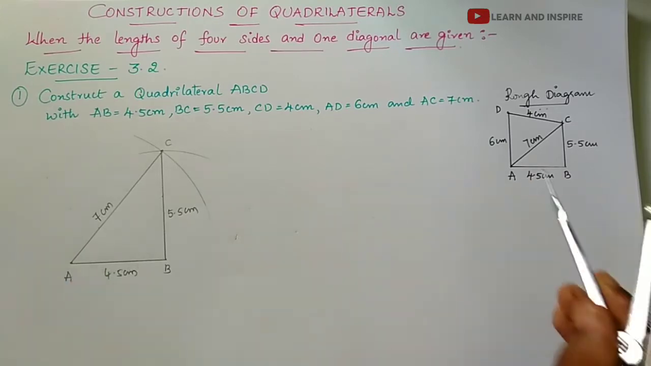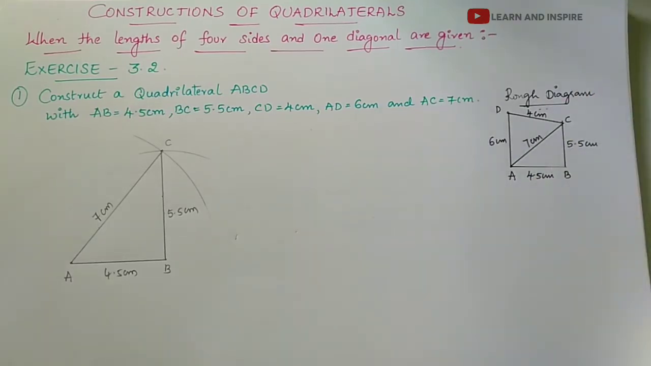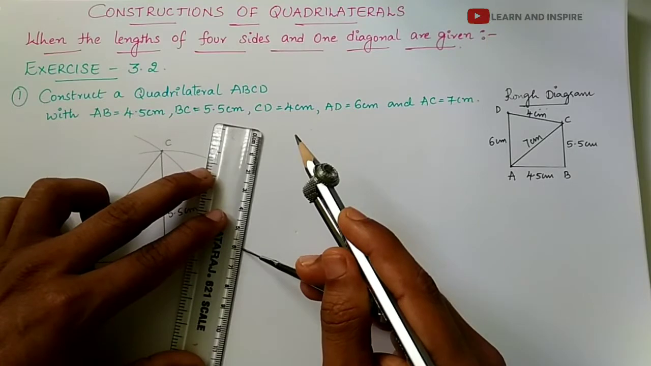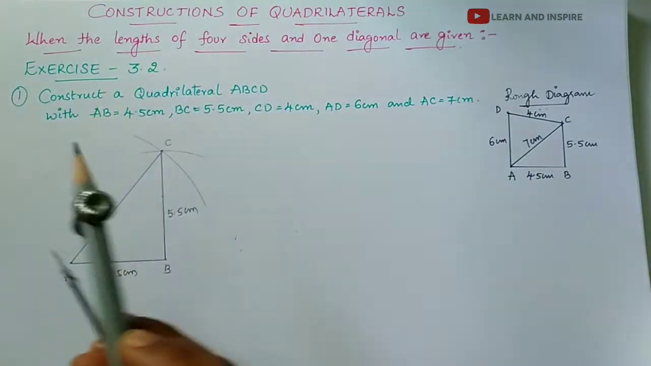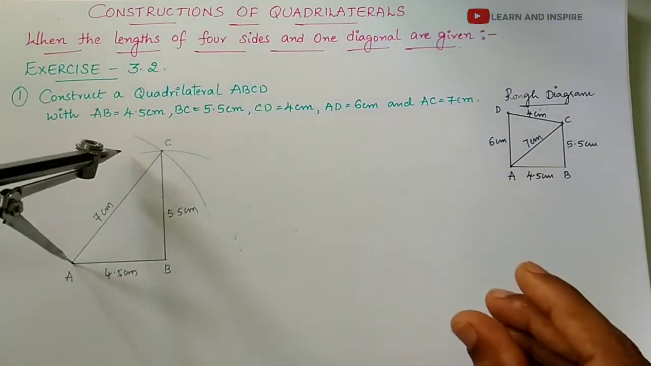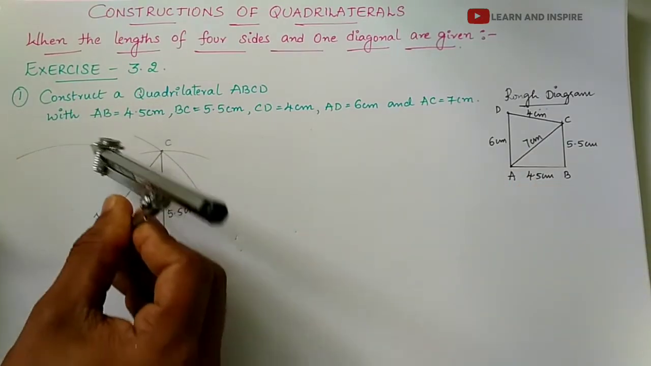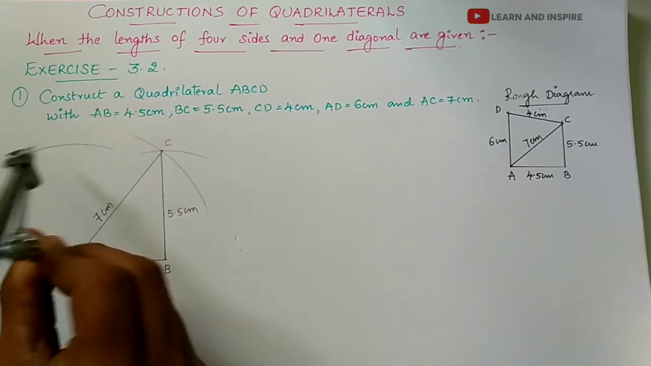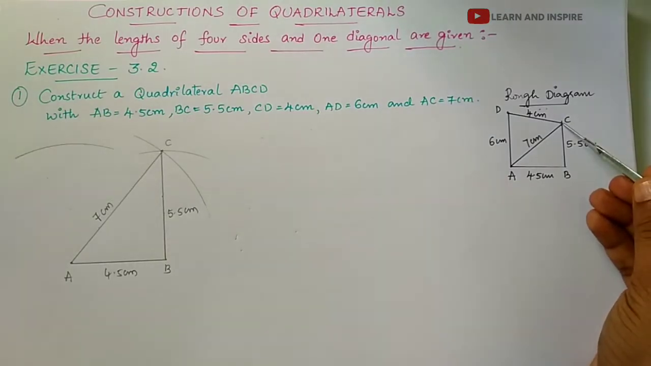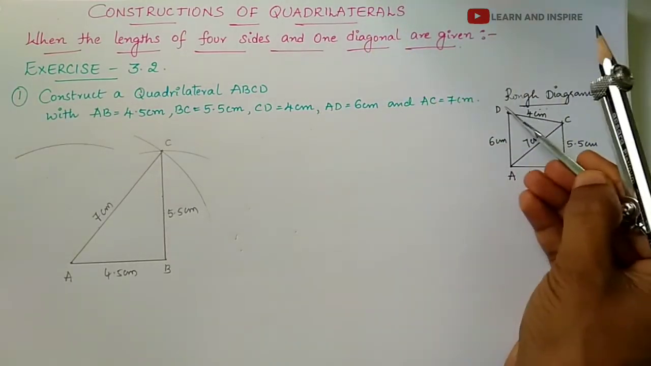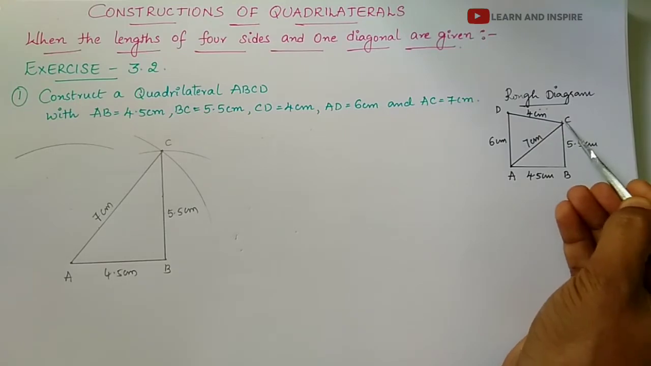Now again, with A as center, of radius 6 centimeters, draw an arc. So with A as center, radius 6 centimeters. So I take a measurement of 6 centimeters. Okay, so this is 6 centimeters with A as center. Draw an arc. Next, with C as center of radius 4 centimeters, cut the previous arc. So we have to cut this previous arc by taking radius of 4 centimeters with C as center.